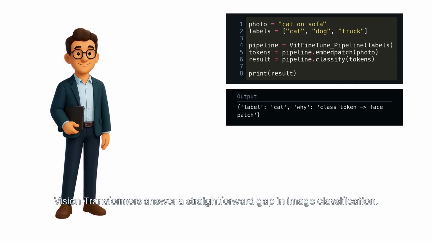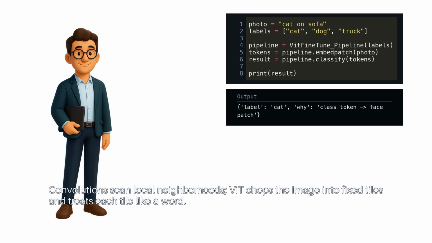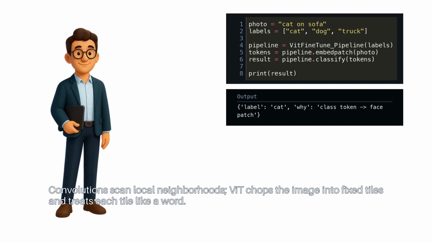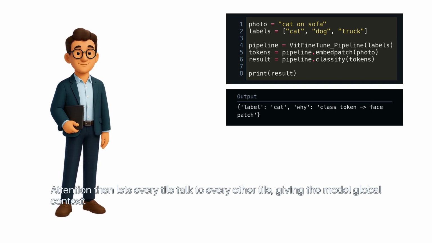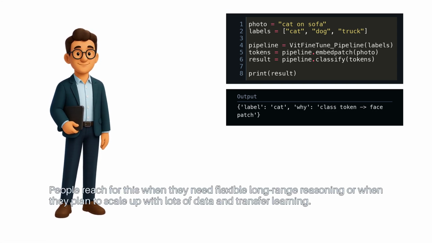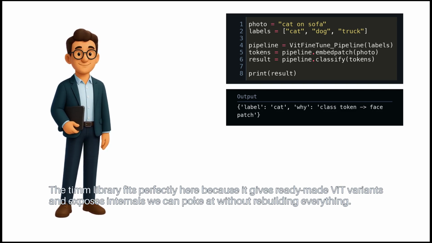Vision transformers answer a straightforward gap in image classification. Convolutions scan local neighborhoods. ViT chops the image into fixed tiles and treats each tile like a word. Attention then lets every tile talk to every other tile, giving the model global context. People reach for this when they need flexible long-range reasoning, or when they plan to scale up with lots of data and transfer learning. The timm library fits perfectly here because it gives ready-made ViT variants and exposes internals we can poke at without rebuilding everything.